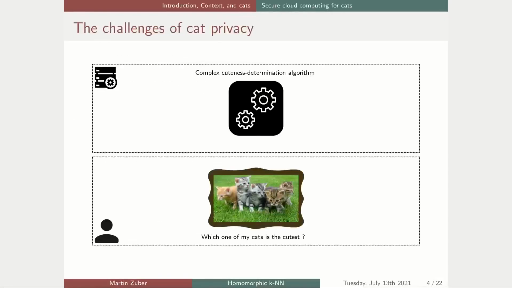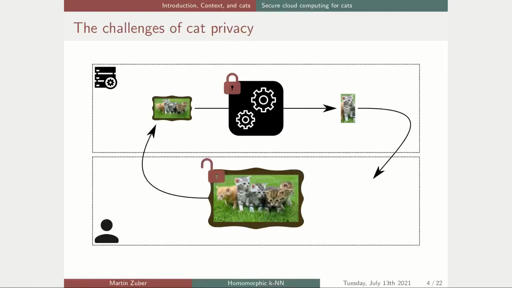And first, our contribution explained in the context of cat privacy. If you have a user who has a picture of their cats and wants to know which one of them is the cutest, maybe that user doesn't know how to answer that question, but a server has a very complex cuteness determination algorithm that can do just that. So how can both of them help each other?